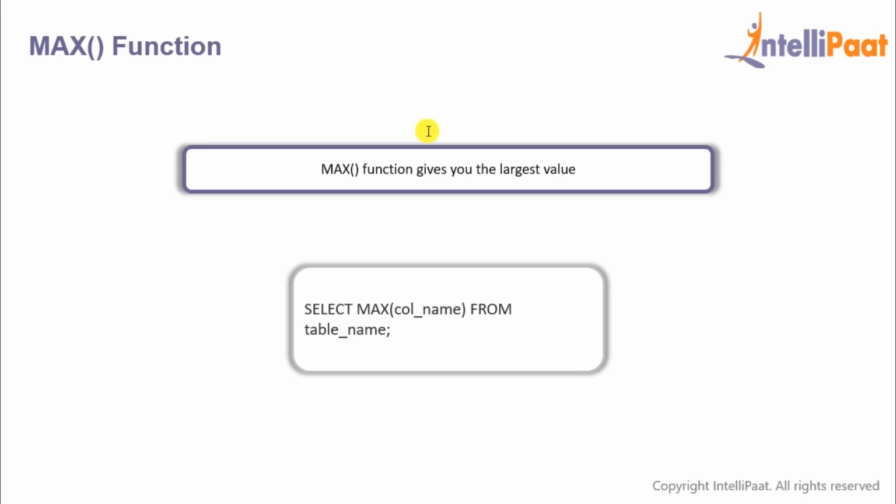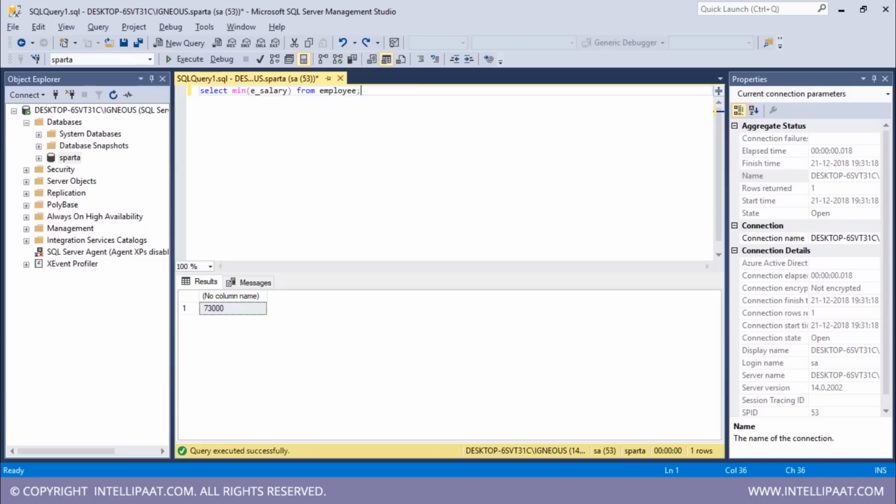Then we have the max function. The max function gives the largest value in a column. Here again we give in the select keyword, following which we give the max function and inside the function we specify the name of the column from which we're supposed to get the maximum value. Now I want to extract the maximum age and maximum salary from this table. So this would be the command for that.